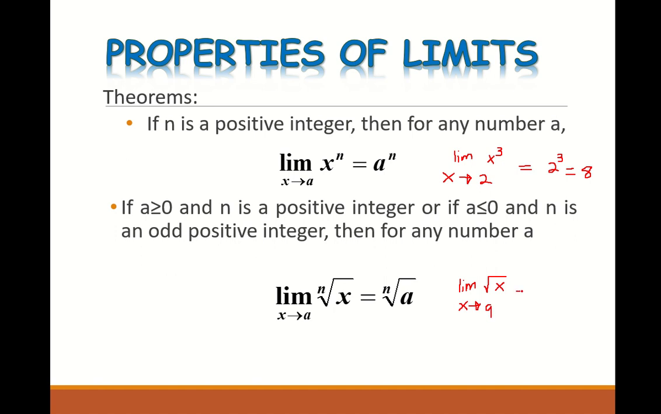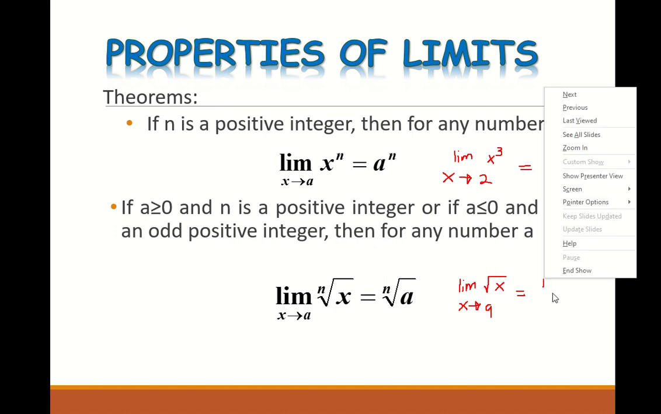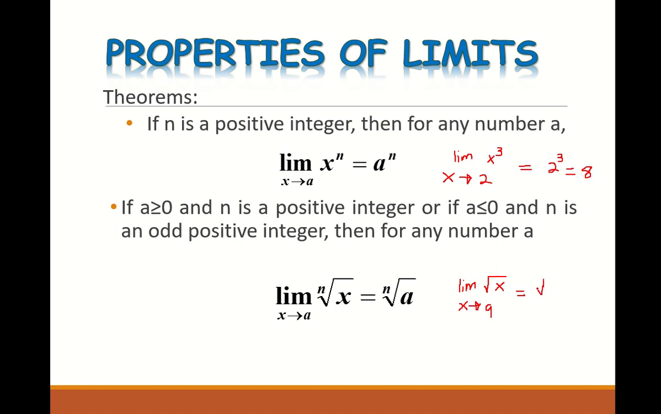Here we don't see any number n in our example. If you cannot see any number there, by the way, this is called square root. Square root means the n here is equal to 2. So our index here, which is n, is equal to 2. So we have the square root of x as x approaches 9, so we have the square root of 9, which is equal to 3.